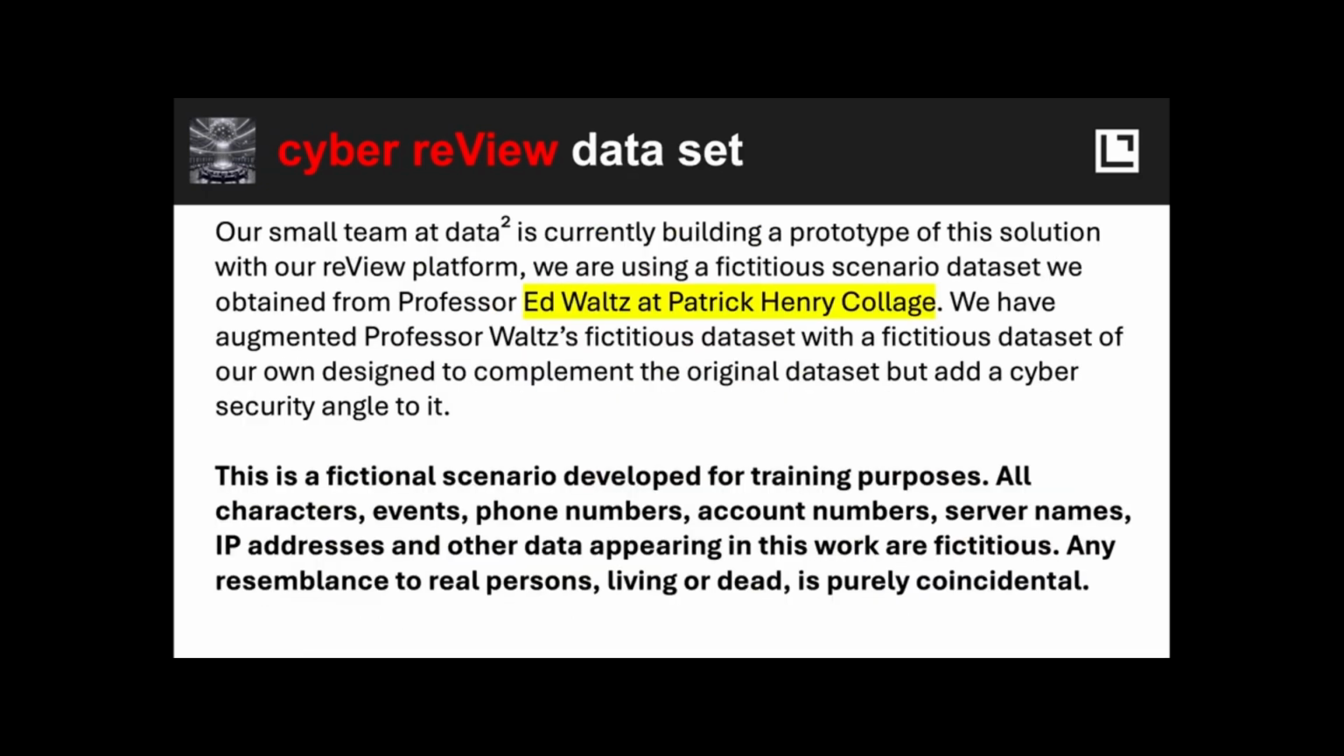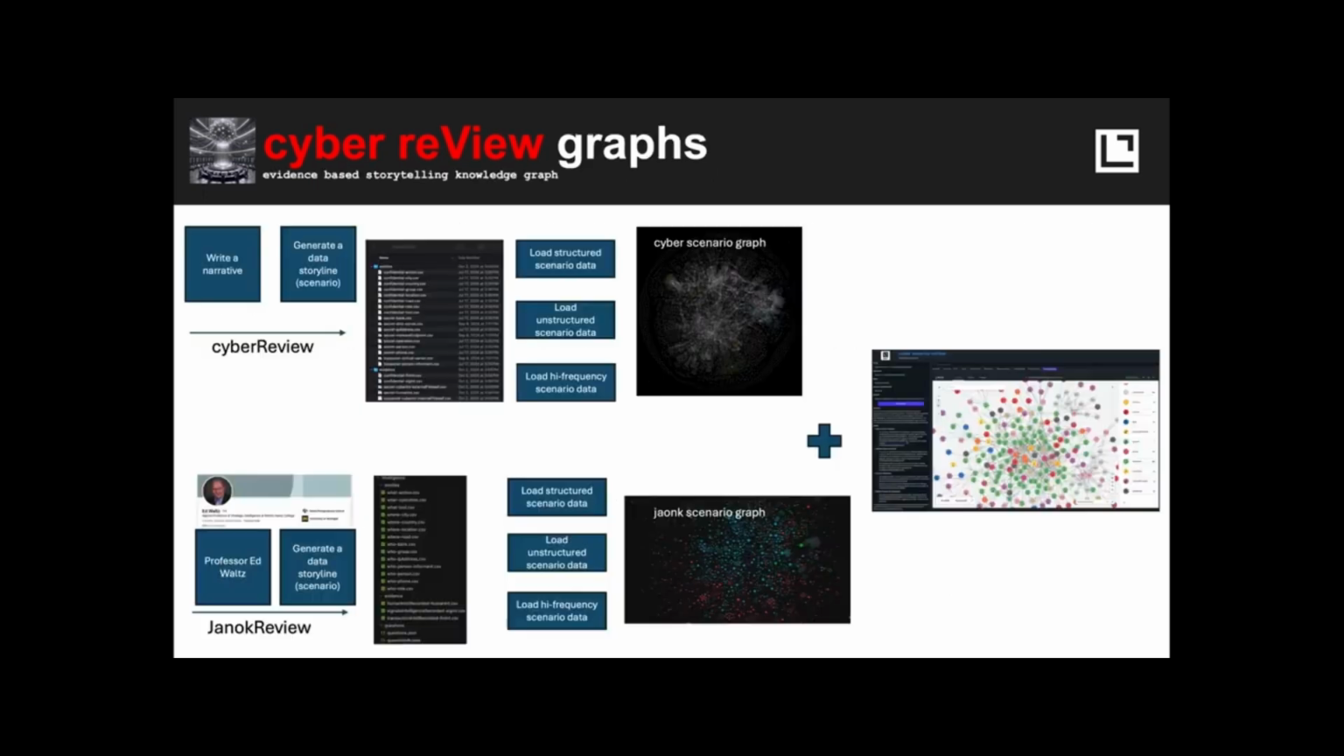So let me talk a little bit about the data first. There are really two data sets in this example. The first data set is a use case that was developed by Ed Waltz at Patrick Henry College, who is a professor of strategic intelligence there, focusing on targeting in this class. He developed the first part of the data set that he allowed us to use for this purpose. I'll get into the details of it later, but we had to augment it with a cybersecurity angle.